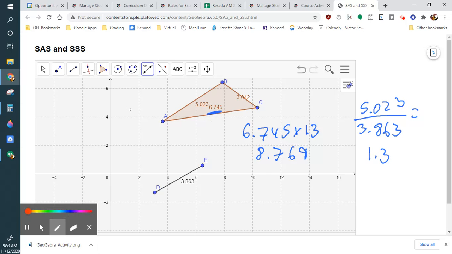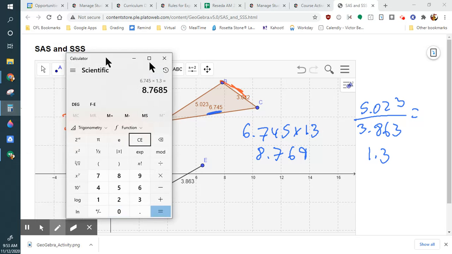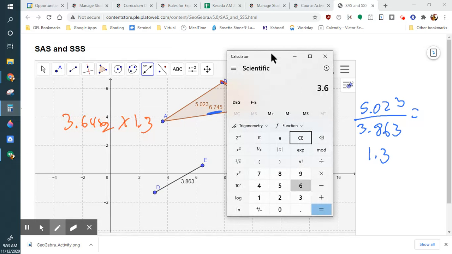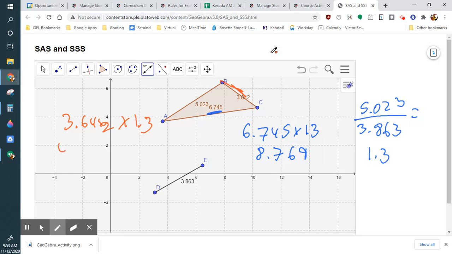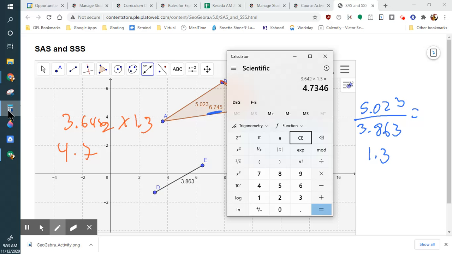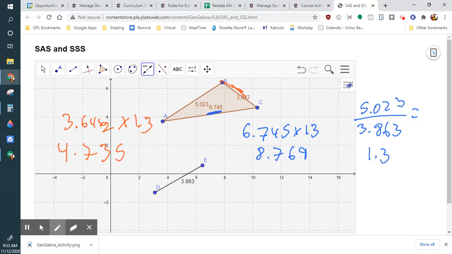And then I'm going to do the other lengths. I'll do that in red so we can keep track. I'm going to do this length, this BC. So I'm going to do 3.642 times 1.3. Grab my calculator. 3.642 times 1.3. And I get 4.735. So I have these two sides now. So it's important to keep track of which one's which. So this one is this side right here, this AC.